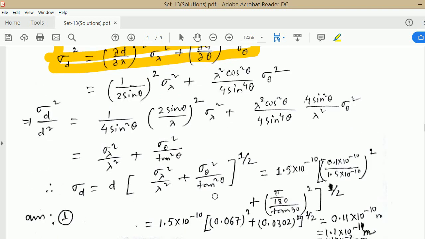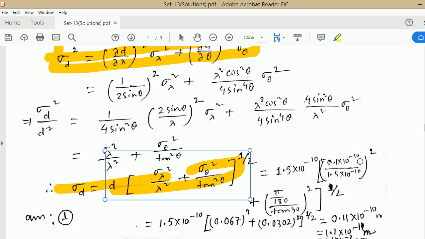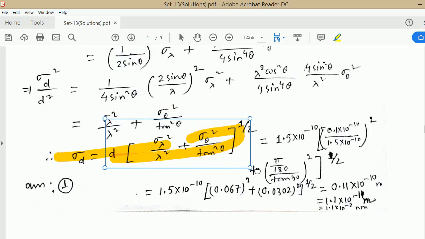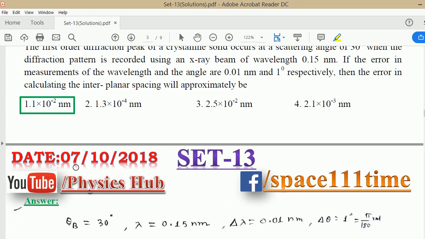Okay, now we get an expression like this, and all the other terms are known to us, or we have found out. d has been already found out here, and the other terms are given. So putting those values, we will get 1.1 into 10 to the minus 2 nanometer, which is matching with option 1.